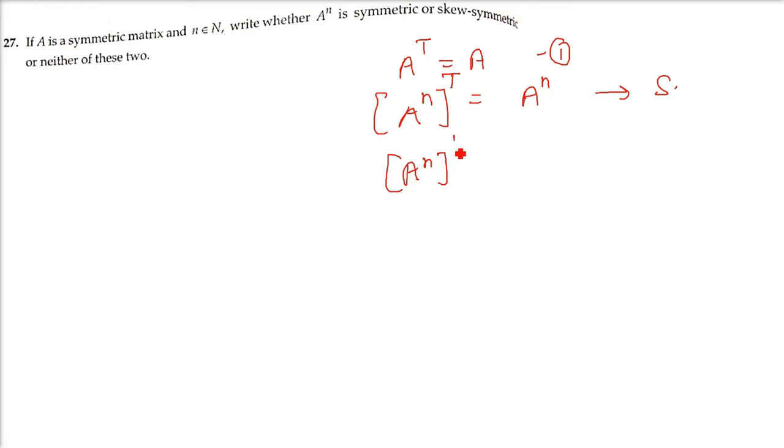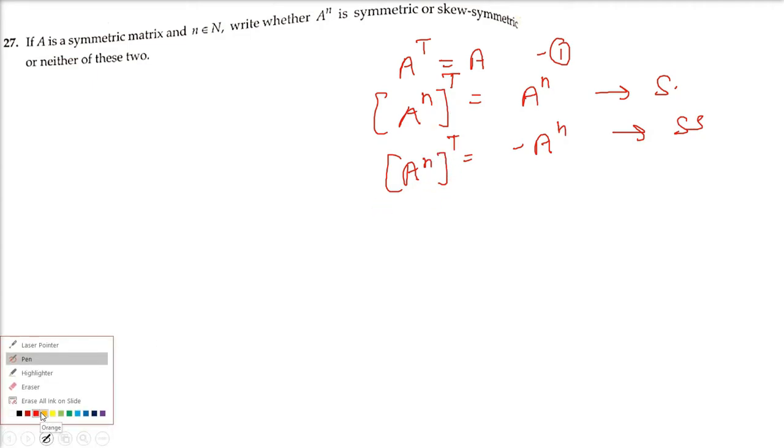If A is a symmetric matrix and n belongs to capital N, write whether A raised n is symmetric or skew symmetric or neither of these two. So this question and next question are almost same. Just very carefully listen to me what I am saying. A transpose is equal to A because it is symmetric matrix, it is given. Now we have to find whether A raised n is symmetric or non-symmetric. So A raised n to the power t. It is not power t, it is only transpose. So it is equal to A raised n if it is symmetric. I am just saying, if you take the transpose and it comes negative A raised n, then it is skew symmetric. These two are very important.